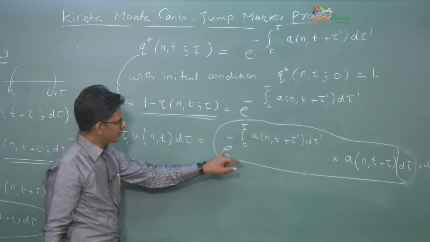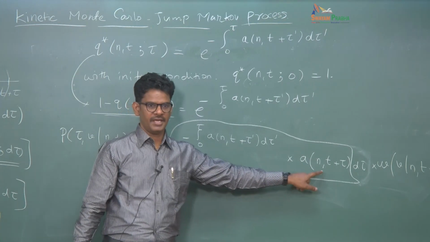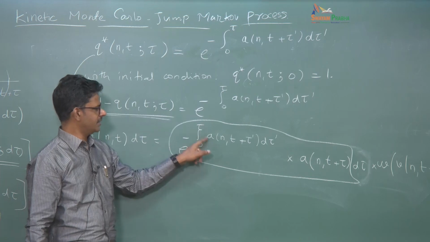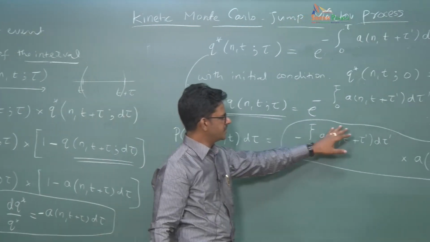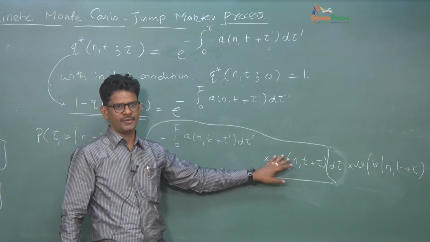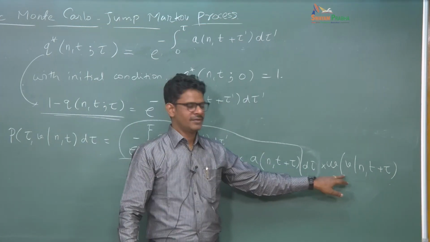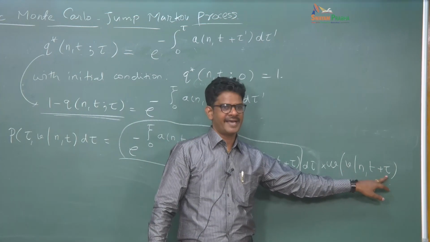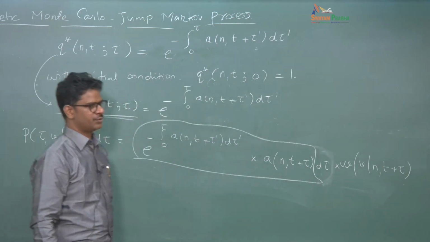So if you look at this function alone, what do you see? Some a times e power minus integral of this a. So this entire thing depends only on the next jump time, which is tau. It doesn't depend on where it lands. Whereas this function depends only on where it lands, because the jump has already happened at time t plus tau. So now we can write this into two probability distribution functions.